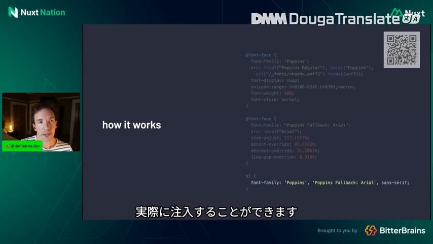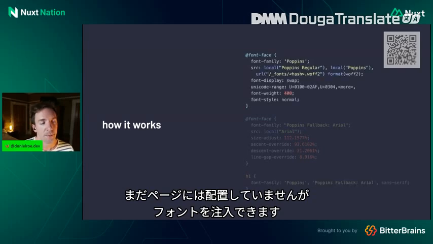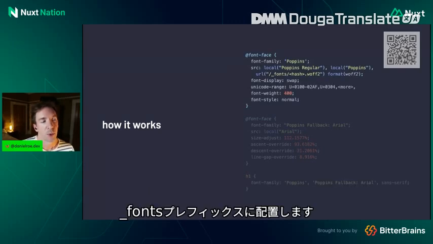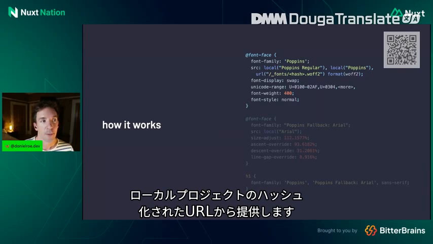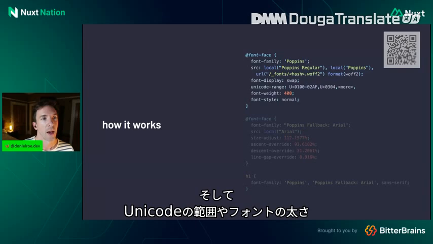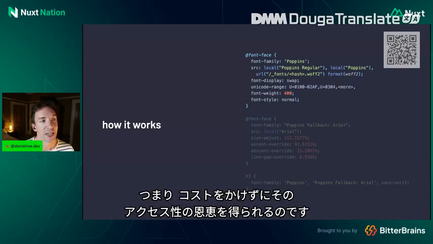We can inject, actually I haven't put this on the page, but we can inject the font, we'll put it at the underscore fonts prefix. We'll download the font from Google in the background and serve it up from a hash from part of your local project. And then we'll use all of the metrics like the Unicode range, the font weight, the font style that Google provides us. And so basically you get the benefits of having that access without any of the cost.